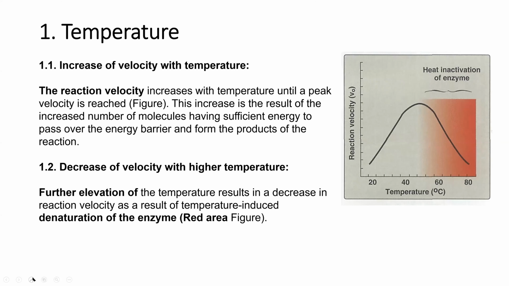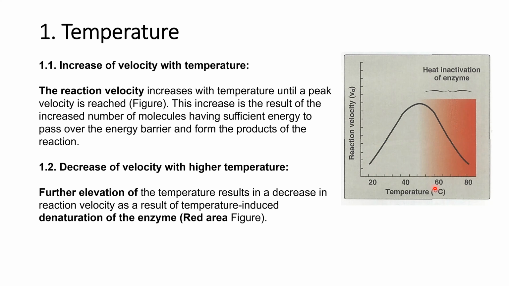Let me turn on the laser pointer. Here you can see this is the starting point, and gradually we are increasing the temperature from 20, let's say this is the starting point, then up to 30 and then 40. So there is an increase in the reaction velocity. On the y-axis we have plotted the reaction velocity, and temperature is the independent variable, so we are plotting it on the x-axis.